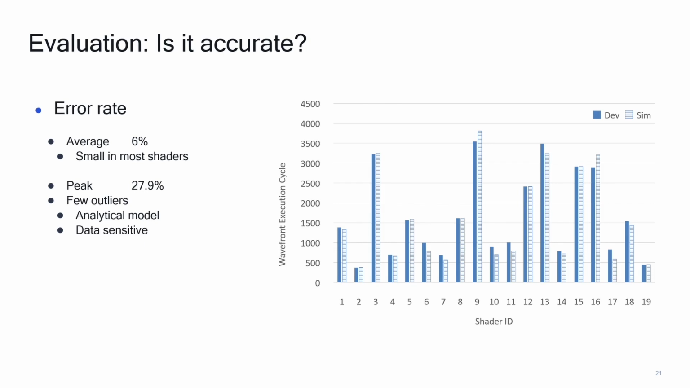On average, our model has a small error rate of 6%. We do have a few outliers. The peak error rate is 27.9% in shader 7. It is largely caused by the analytical model for the wavefront initialization, which is highly sensitive to input data for graphics workloads. The results show the error rate is low for most shaders, and we have high simulation speed, which suggests that we have made good trade-off decisions for our model.